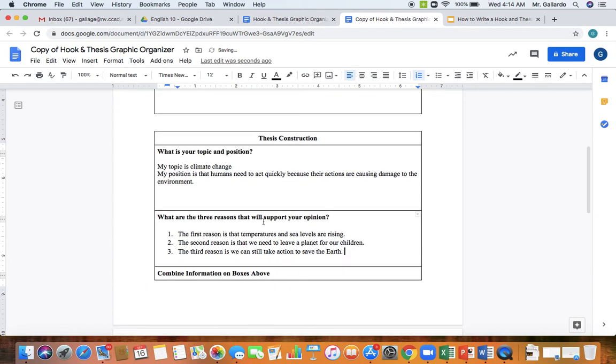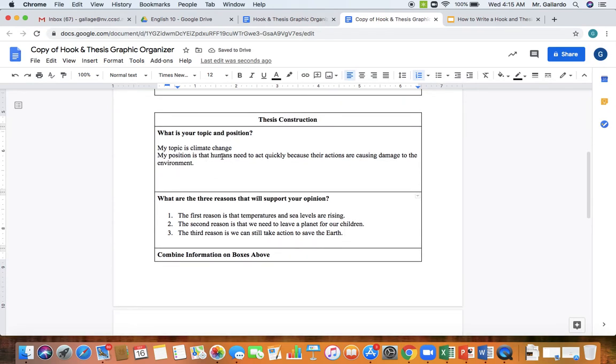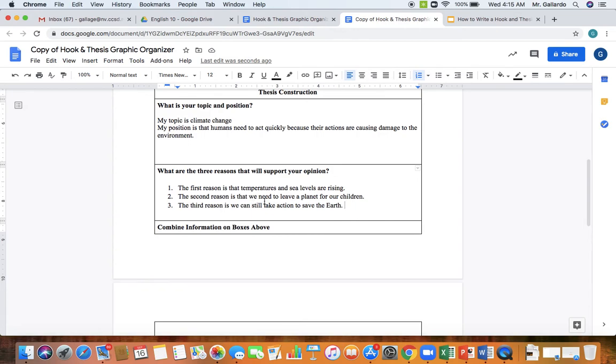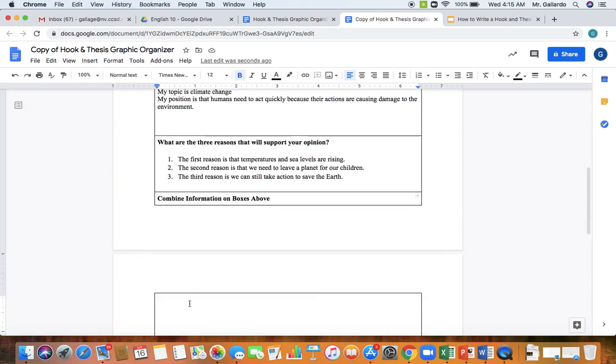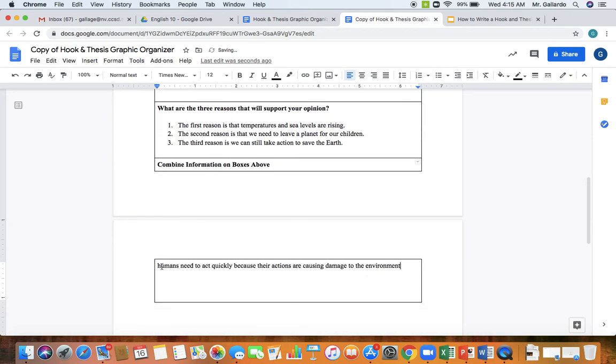Alright, so now we're going to put this together. You're going to put your position together with your reasons, and that will make your thesis. So right here, I'll write my thesis and try to put it in third person. So I wouldn't put my position. I would just put humans need to act quickly. So I can just copy this. Okay. Humans need to act quickly because their actions are causing damage to the environment.